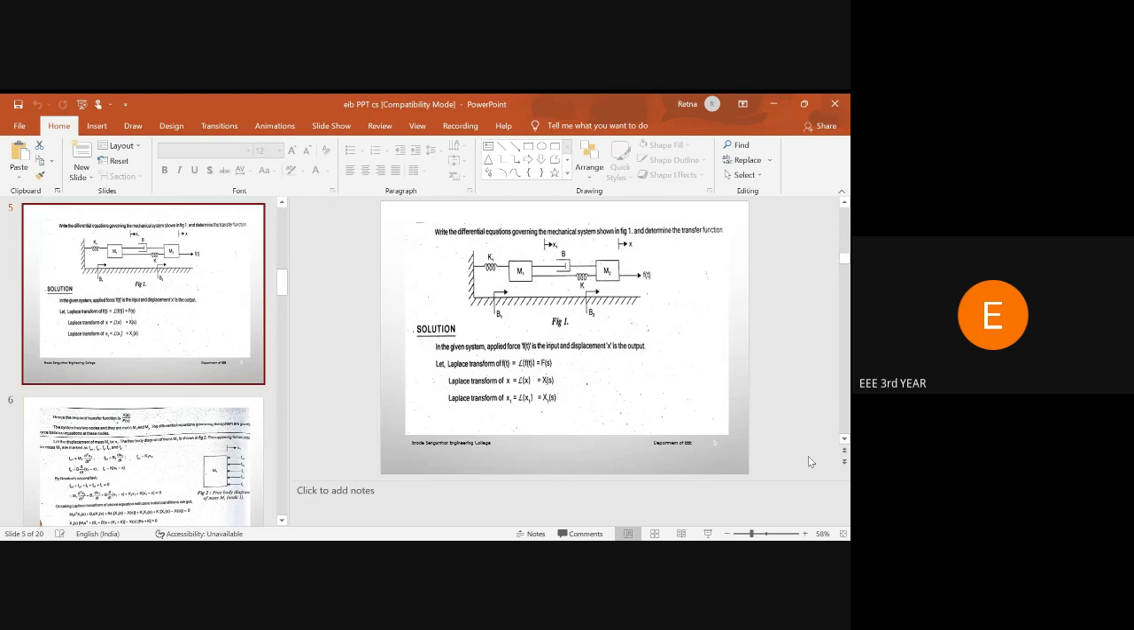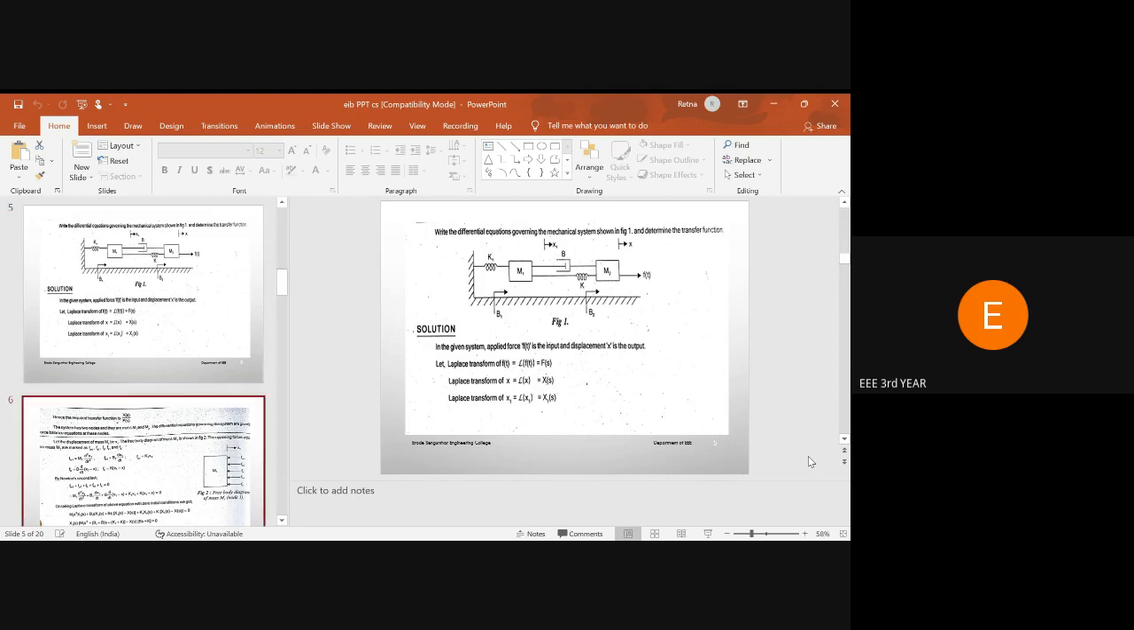Then we are going to discuss one problem based on the mechanical translational system. All of you note the problem. First problem: write the differential equation governing the mechanical system shown in the figure and determine the transfer function. In this problem, we have two masses, m1 and m2.